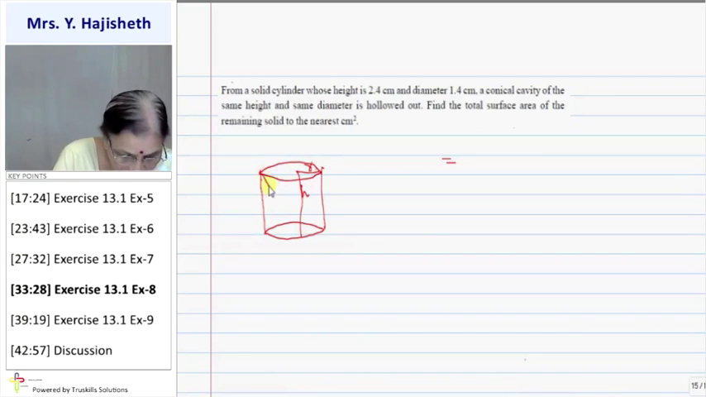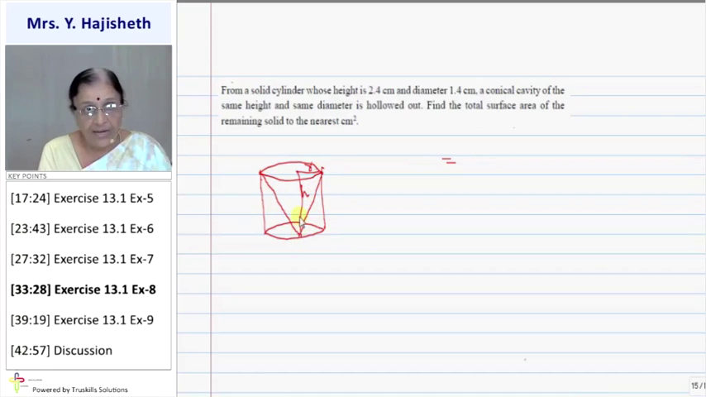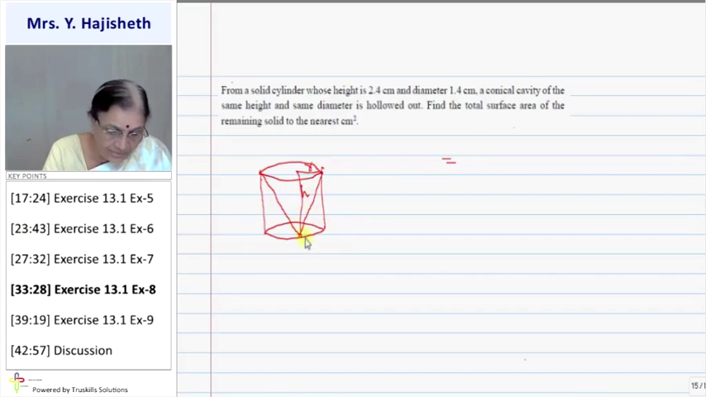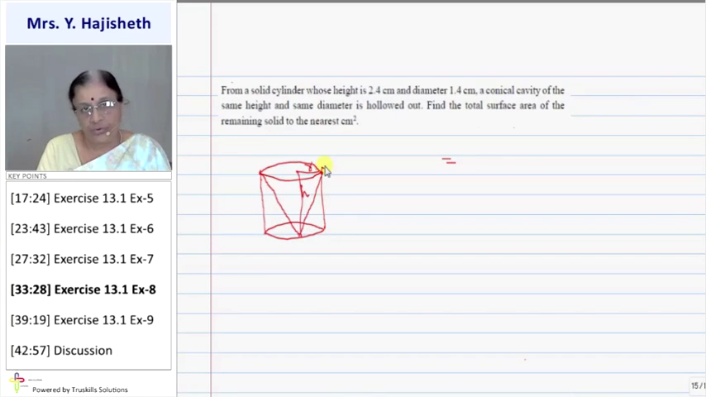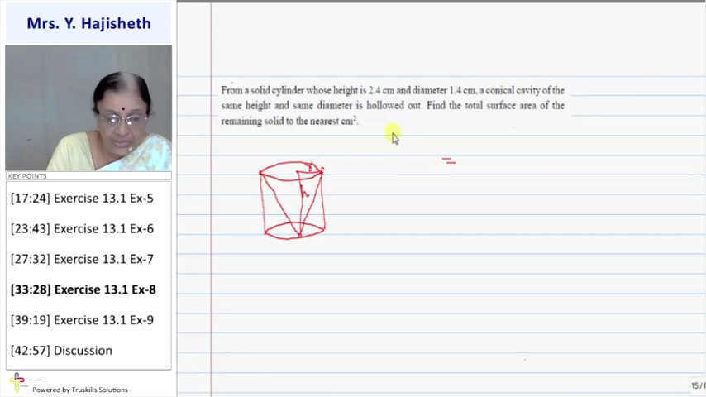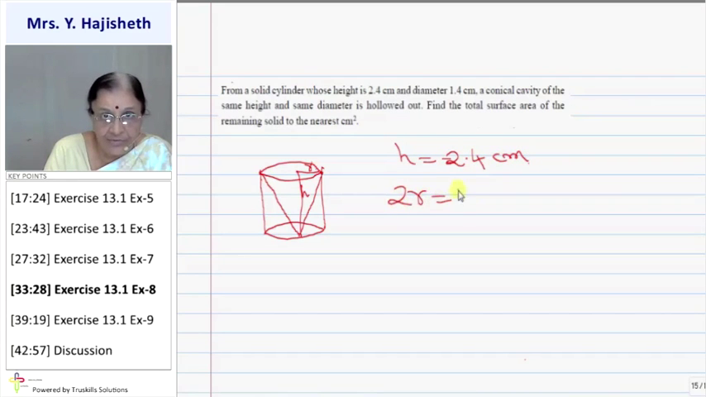Now a conical cavity is to be made. Right? Height is same and radius is also same. So surface area of remaining part, matlab it is a total surface area, is area of base, that is circular, then curved surface area of cylinder plus curved surface area of cone. Clear? So here what is given? H is given as 2.4 centimeter. 2R is given as 1.4 centimeter. So naturally my R is 0.7 centimeter.